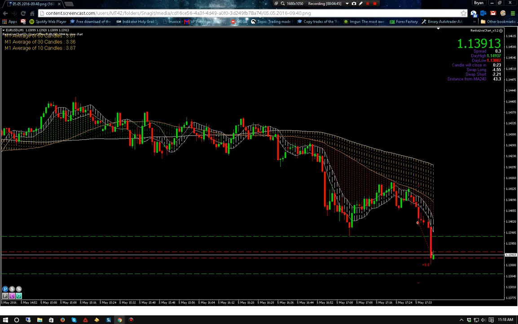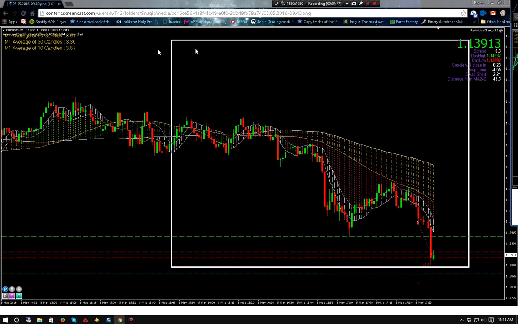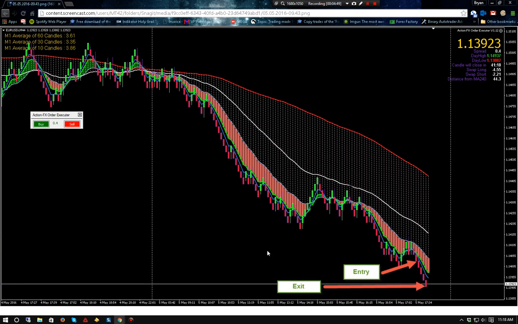So what I did to make it even easier, this is it. This is the exact same trade, and there it is. That was our entry, that was our exit, there was our pullback. Very easy to identify and spot.